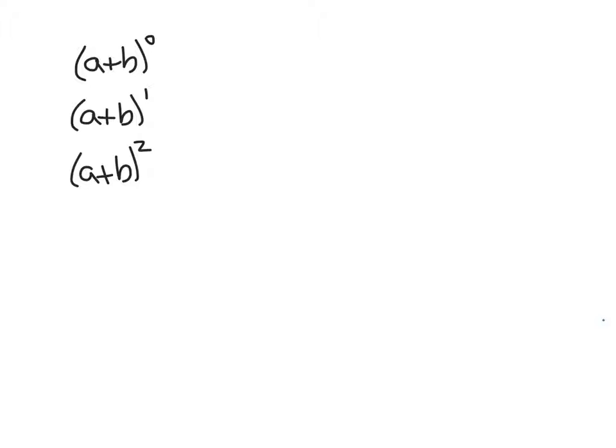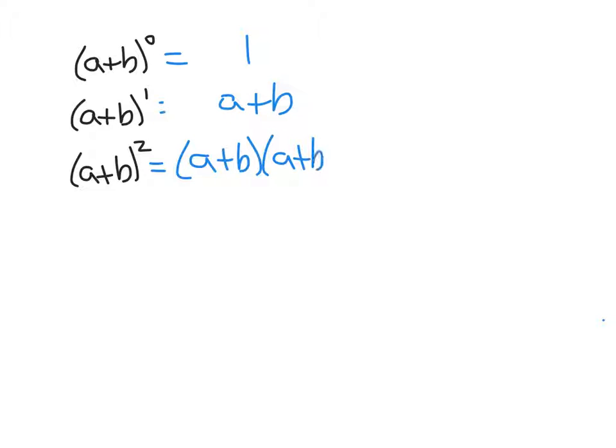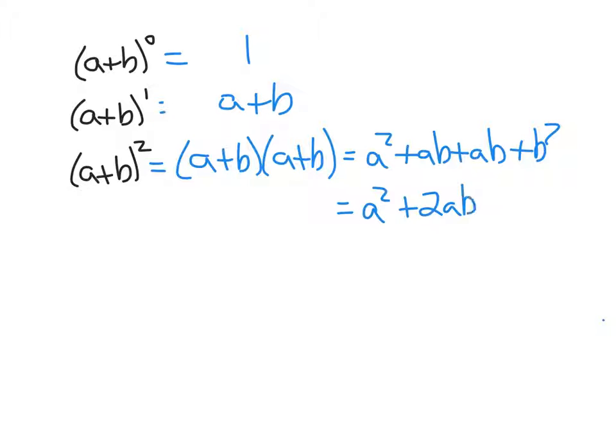So I'm going to work out these first few here, and anything to the 0 power, I hope you remember as 1. Anything to the first power is just what it is. And now when we get to the second power, you have to remember that we're going to FOIL, or distribute. And so then what we would get here is a squared plus ab plus another ab plus b squared. And if we simplified that down, we would have a squared plus 2ab plus b squared.